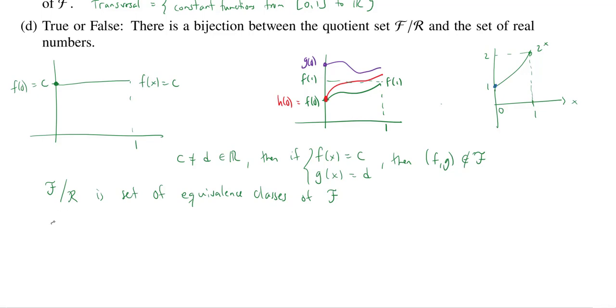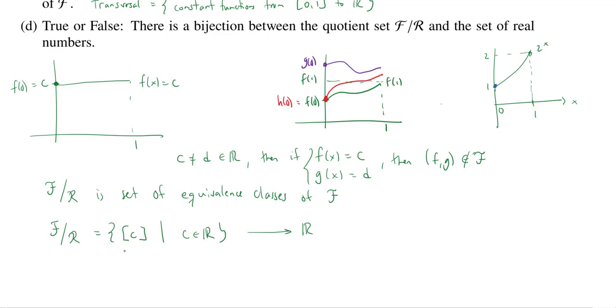We know that F modulo R is going to equal the set of all of the equivalence classes, but there's one equivalence class for each real number, right? Each constant function. So I take the set of all things of the form, the class of C, such that C is a real number. That's what the quotient set is. And the real numbers, well, those are the real numbers. I now can build a bijection between them. So what is my bijection going to do?